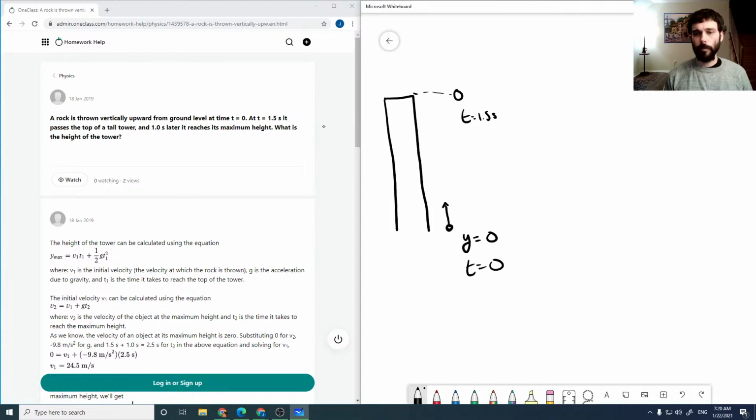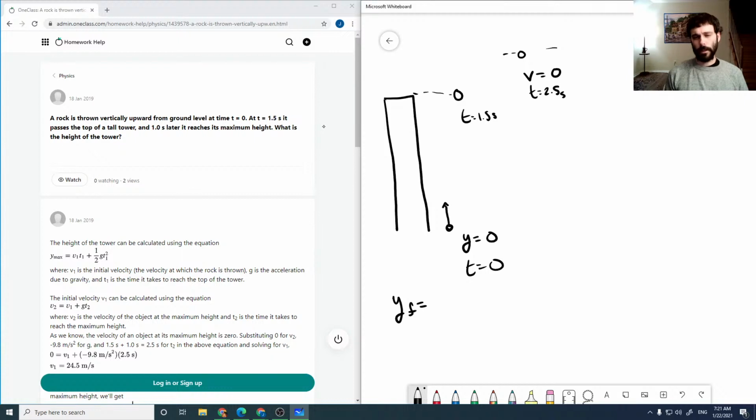And then 1 second later, so t equals 2.5 seconds, it reaches its maximum height. So what that means is that my velocity is 0 at that point. We're not given the velocity with which it's thrown. We're just told that in 2.5 seconds it comes to a stop.